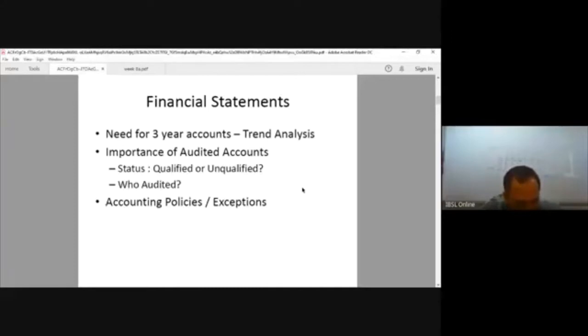I was looking at the financials. In the financials, the auditors were telling that the accounts reflect a true and fair view of the status of the company, except something. They said except something. Then it's qualified.